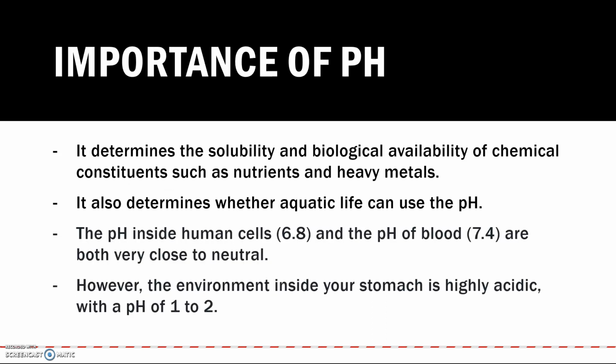The importance of pH: it determines the solubility and biological availability of chemical constituents such as nutrients and heavy metals. It also determines whether aquatic life can use the water. The pH inside a human cell is 6.8 and the blood inside a human is 7.4, and they're very close to neutral. However, the environment inside your stomach is highly acidic with a pH of 1 or 2.